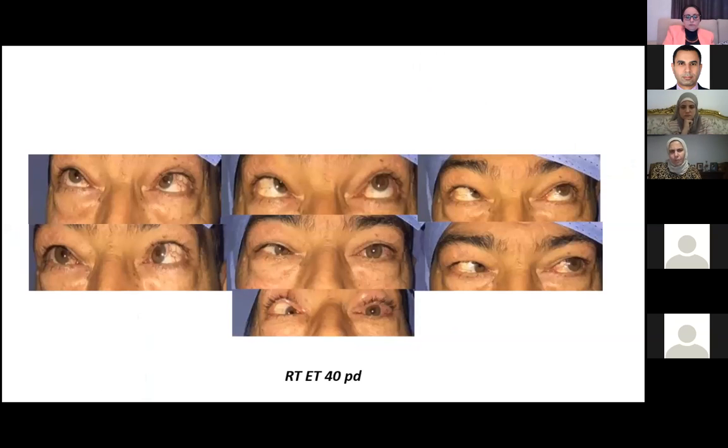These are the photos of the patient. He presented with this right esotropia. It was about 40 prism diopters in the primary position. The versions show -4 limitation of abduction in the right eye, with -1 limitation of abduction in the left eye. Otherwise, the versions are normal.